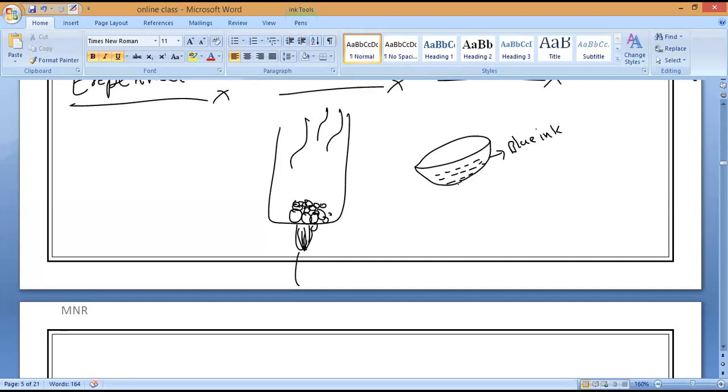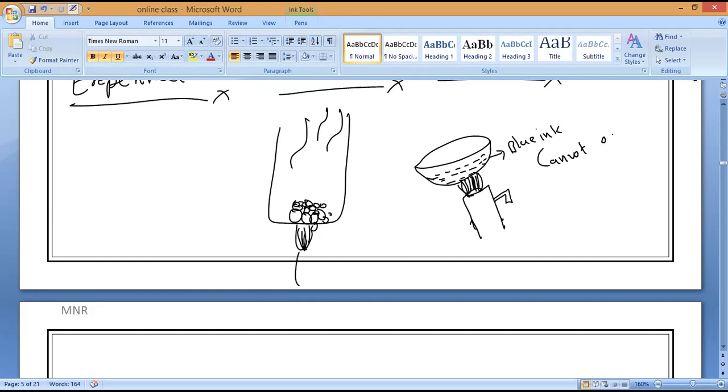Now, is it possible to heat this ink directly or do we have to heat it indirectly? That is my question. Can anybody answer? Is it that we can heat it directly or indirectly? If we heat directly, what will happen? Why do we need to heat indirectly? Observe very carefully. If we heat this ink directly, we cannot obtain the colored substance.